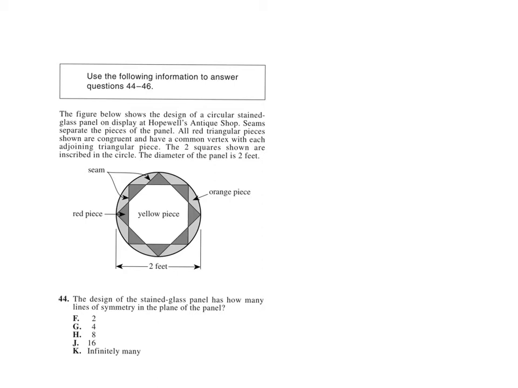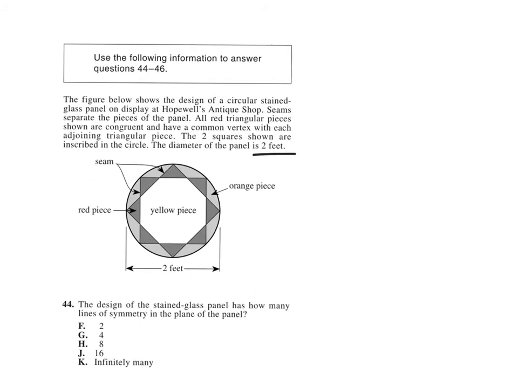The figure below shows the design of a circular stained glass panel on display at Hopewell's Antique Shop. Seams separate the pieces of the panel. All red triangular pieces shown are congruent and have a common vertex with each adjoining triangular piece. The 2 squares shown are inscribed in the circle. The diameter of the panel is 2 feet. That's a lot of information right there.